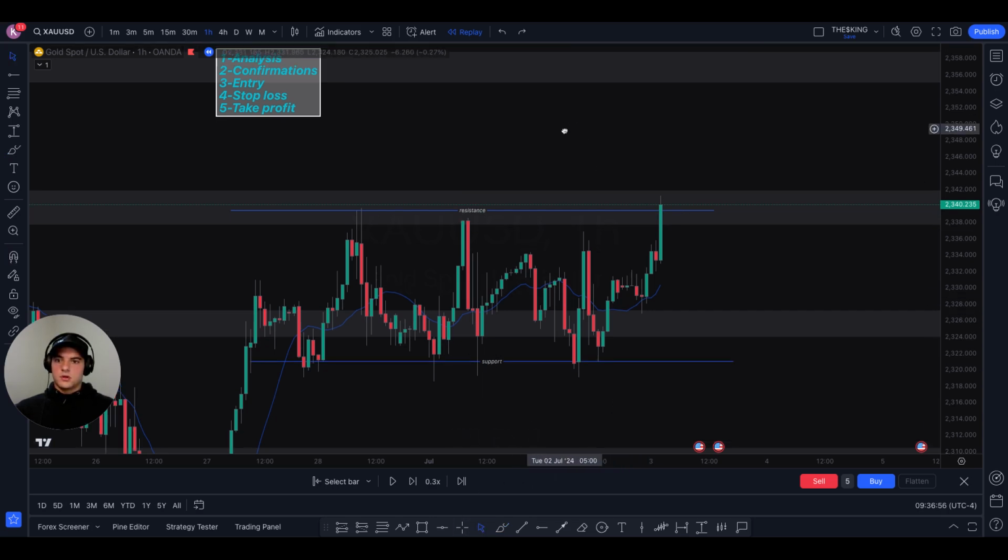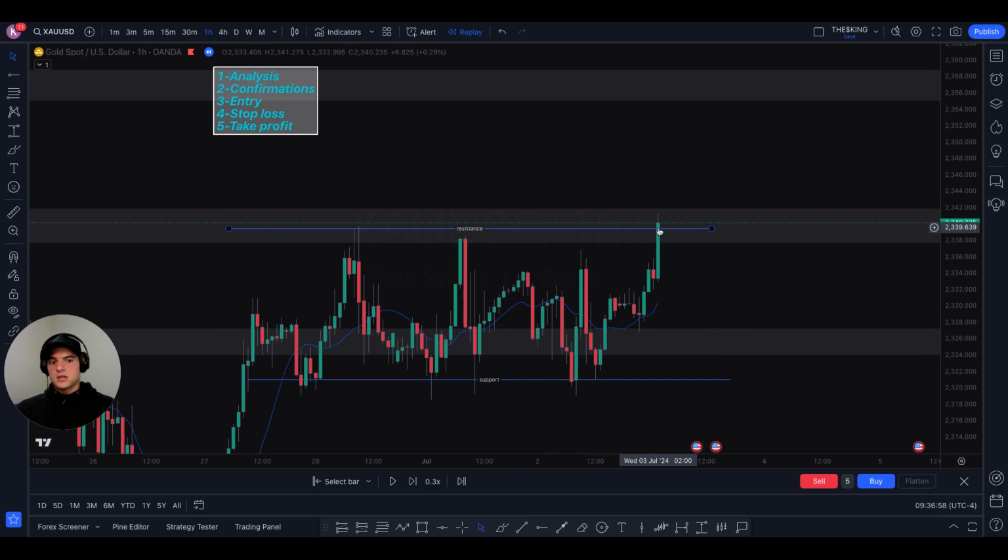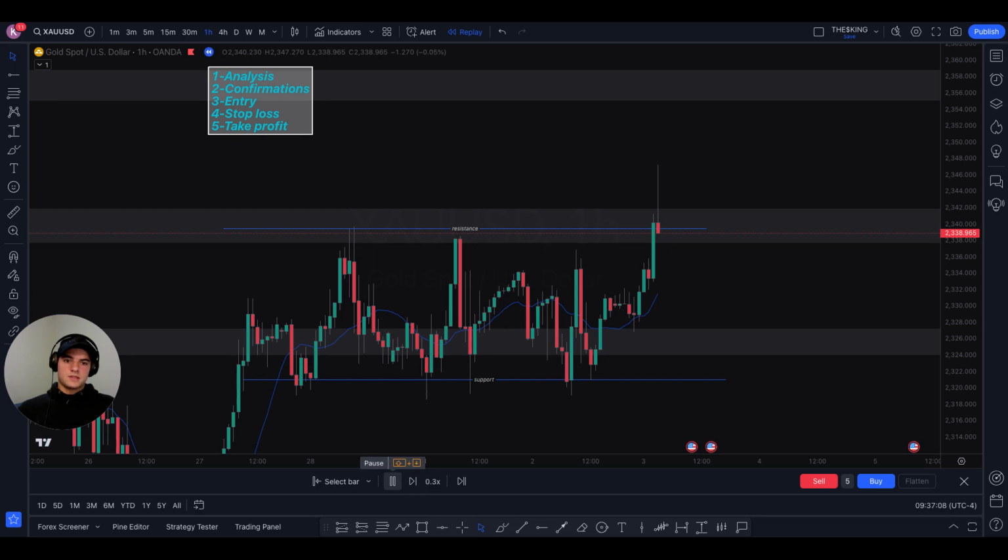All right, so I'm going to hit the play button, and now we're still in between these two steps, right? The analysis and the confirmations. Next candle, pushes up, pushes down. Beautiful. So now we just made a new high, right?